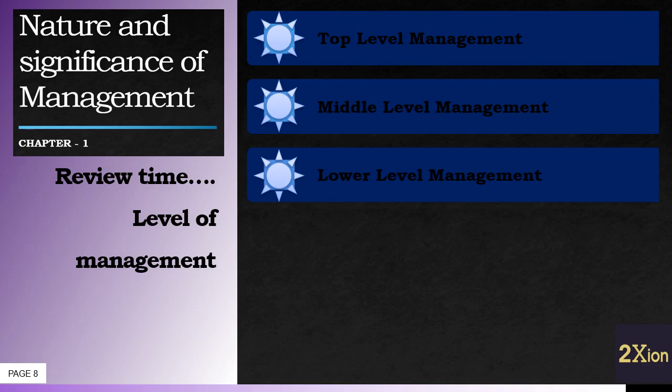Levels of management: you have three levels, top level, middle level, and lower level management. Top level management has the senior most people who are in charge of creating an objective for the organization, framing the policies and implementing them, and directing the other levels of management. Middle level management are mainly department heads, and lower level management are supervisors who directly supervise the workers.